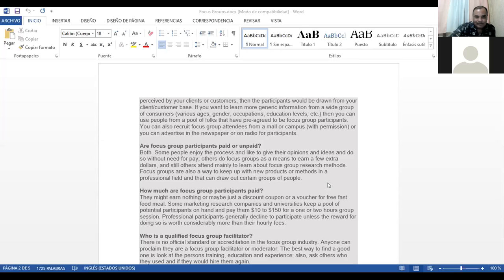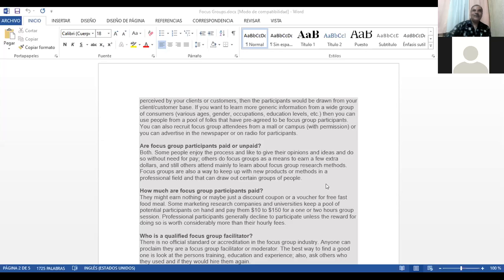Both. Some people enjoy the process and like to give their opinions and ideas and do so without need for pay. Others do focus groups as a means to earn a few extra dollars. And still others attend mainly to learn about focus group research methods. Focus groups are also a way to keep up with new products or methods in a new professional field. And that can draw out certain groups of people.